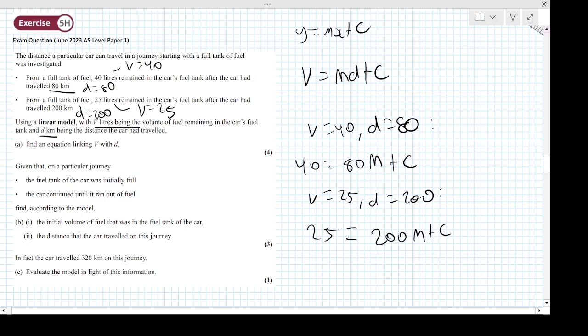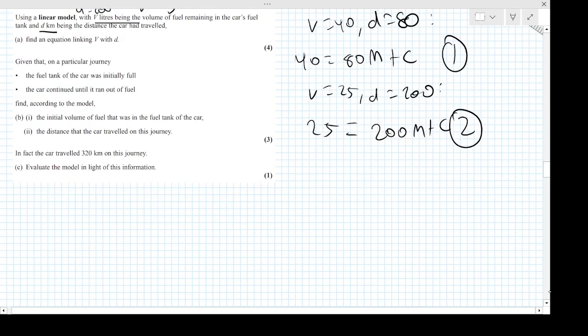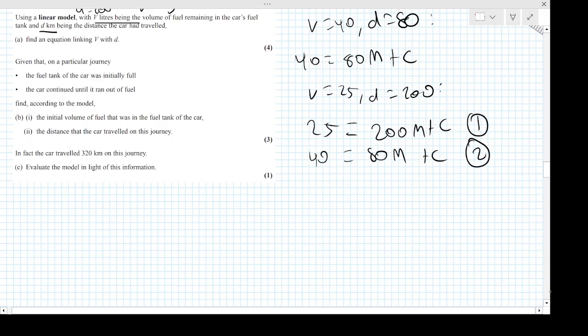Well, these are simultaneous equations, aren't they? And I know how to solve those. I've looked at that before. So, let's solve them simultaneously. Let me bring this equation forward again. So, then I get 40 is equal to 80m plus c, which is equation 1 and equation 2, okay?